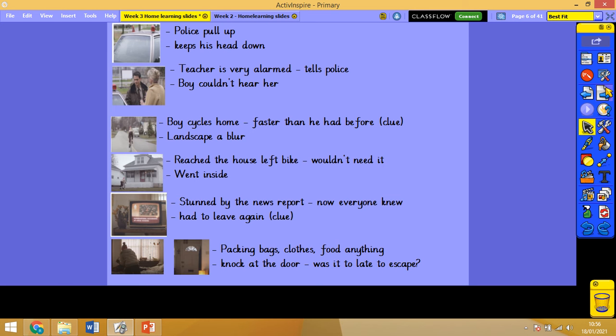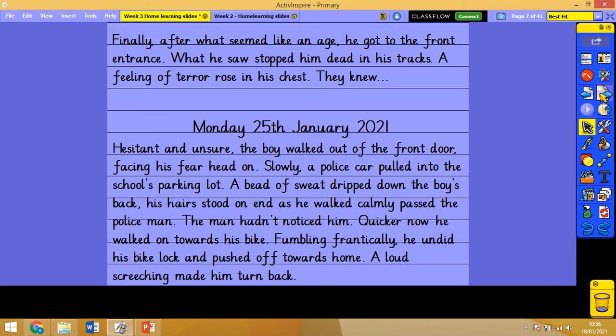Alright then, so here is my plan. So here's just a few notes that I've written to help me write today. I've already started off writing, so this is what your book should look like. So this is where we ended it with my version.